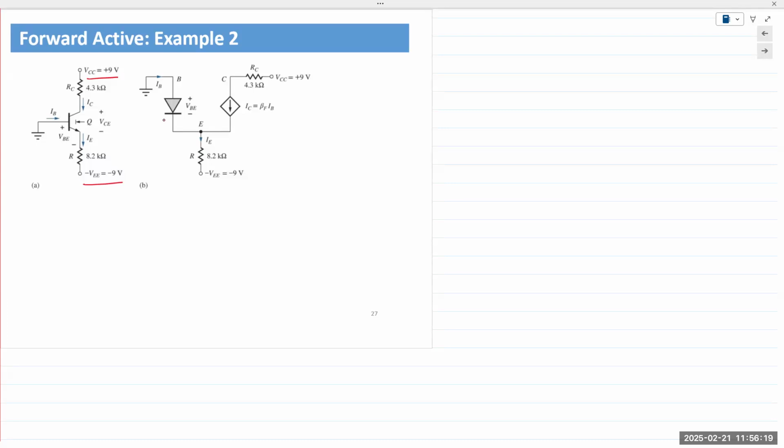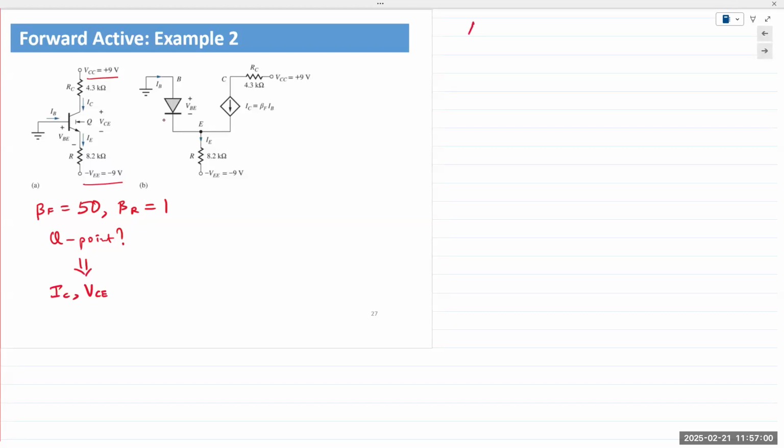Okay. All right. So beta F is given to us as 50. Beta R is also given, which is 1. We're asked to find the Q point. That's the only information that is given. Q point means we need to find the collector current and the collector voltage, or VCE. Collector voltage with reference to the emitter.